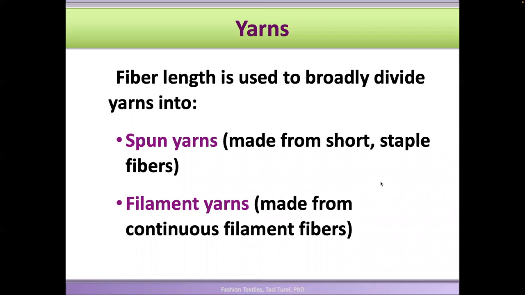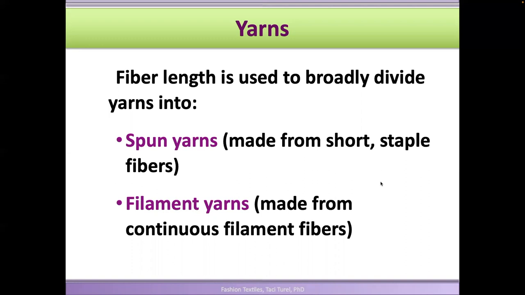Based on the length of the fiber, we have two main categories of yarns, spun yarns and filament yarns. Spun yarns are made out of short staple fibers. Those are usually natural fibers like cotton fibers, wool fibers, which come in shorter staples. To make them a continuous thread, you have to put them all parallel, twist them, and that process is called spinning. So when we make yarns out of those short fibers, we call them spun yarns.